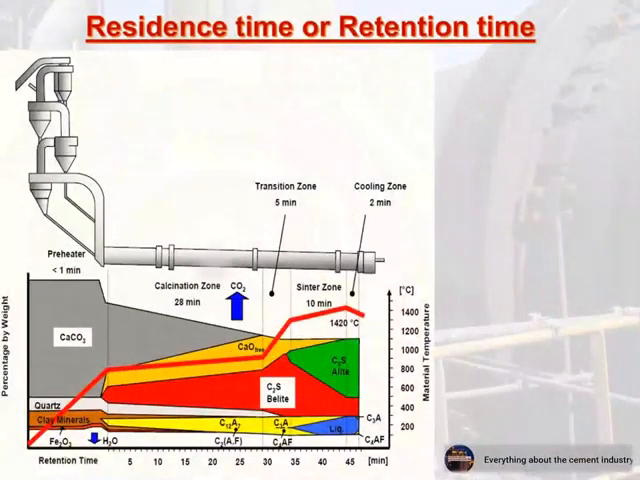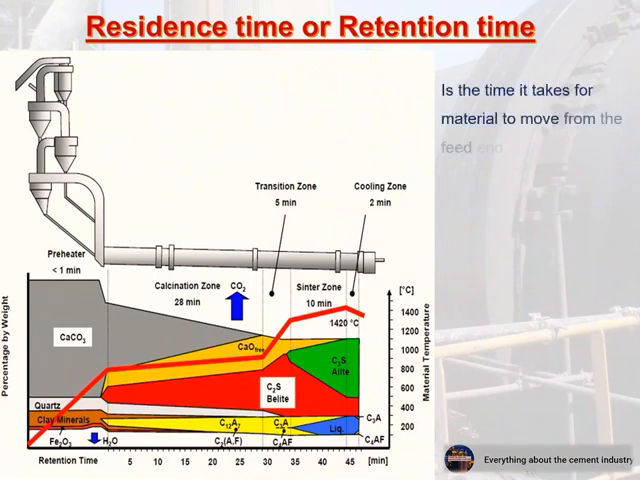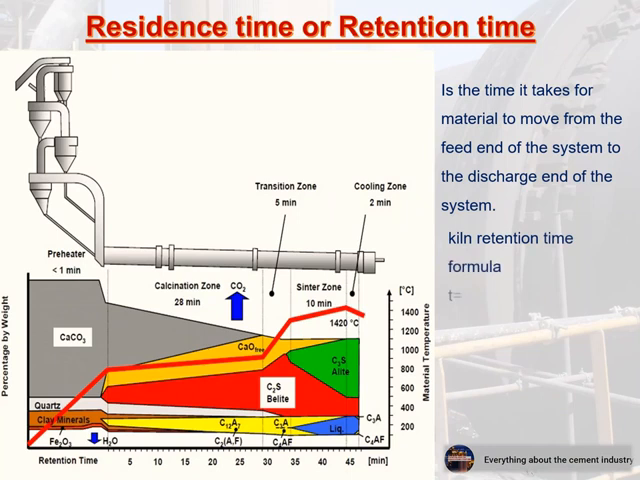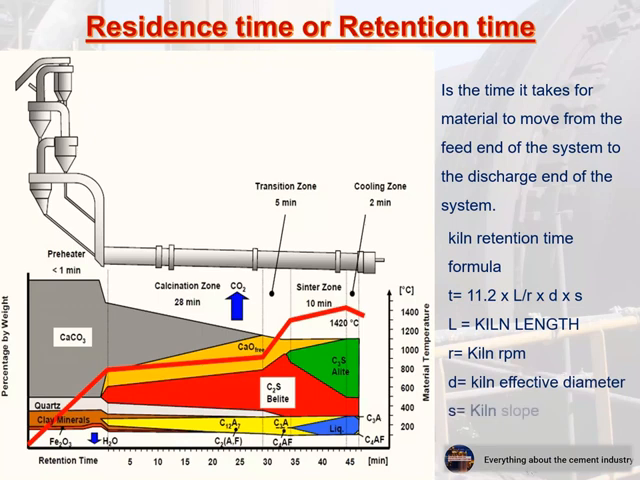Residence time, or retention time, is the time it takes for material to move from the feed end of the system to the discharge end of the system. Kiln retention time formula: T equals 11.2 times L over R times D times S, where L equals kiln length, R equals kiln RPM, D equals kiln effective diameter, S equals kiln slope. Noticeable: there are many other equations for calculating the retention time.